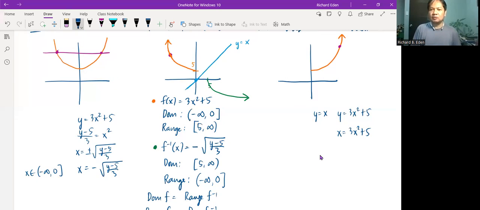I just want to be able to draw y equals x. I don't know if y equals x should cross the orange graph or if it won't. If there's a point of intersection, then there should be a solution here. Does 3x squared minus x plus 5 equal 0? What's the determinant? The determinant is negative.